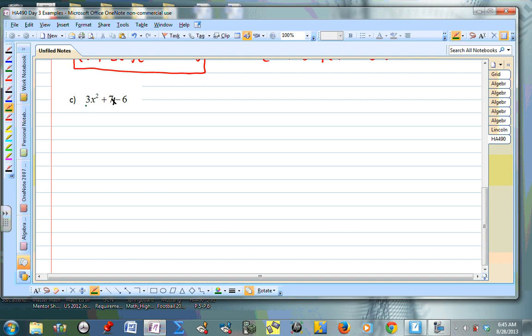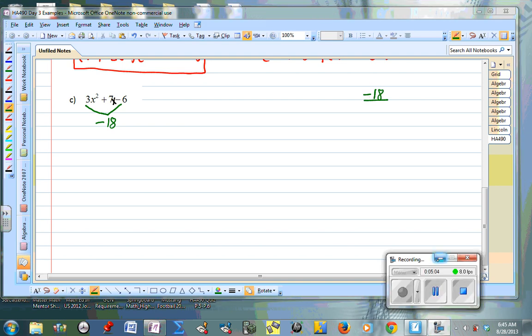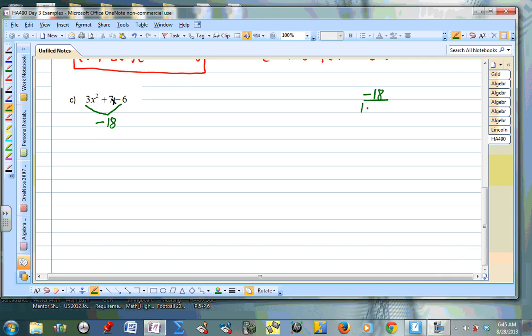Let's start by multiplying the leading coefficient times the constant term. 3 times negative 6 is negative 18. So let's list the factors of negative 18 and find which pair adds to positive 7. So we got 1 and negative 18, 2 and negative 9, 3 and negative 6, negative 1 and 18, negative 2 and 9, negative 3 and 6. And you can see the pair that multiplies to negative 18 and at the same time adds to the middle coefficient, positive 7. Well, that pair is going to be negative 2 and positive 9.